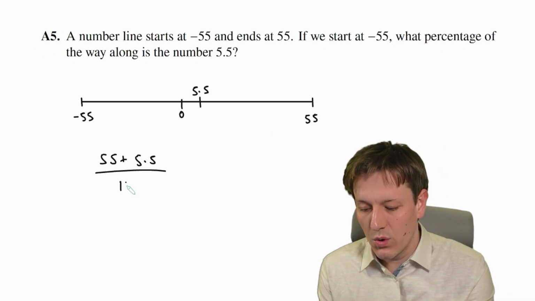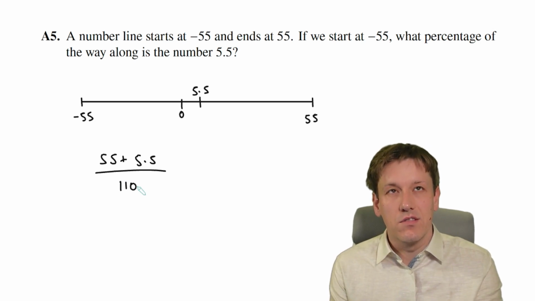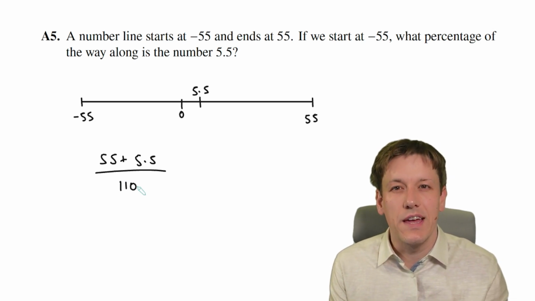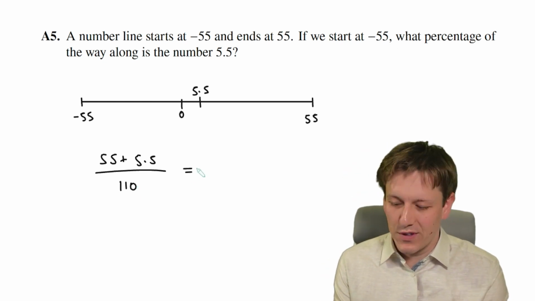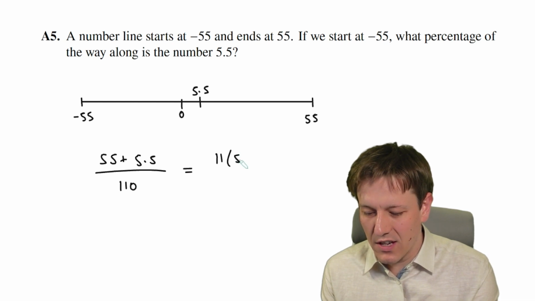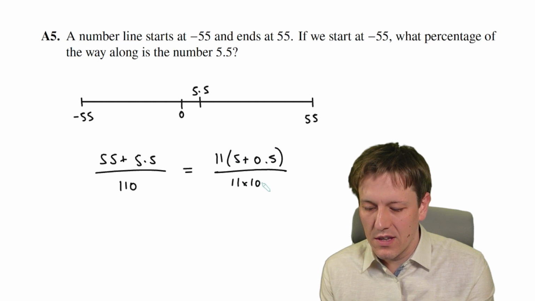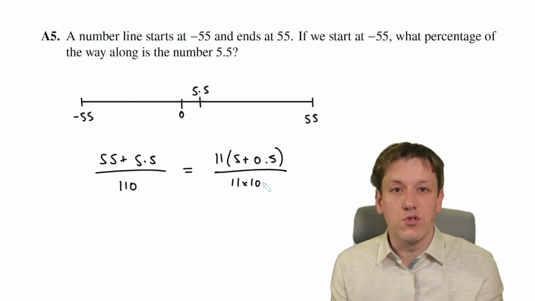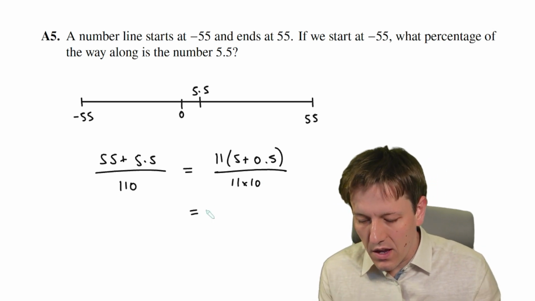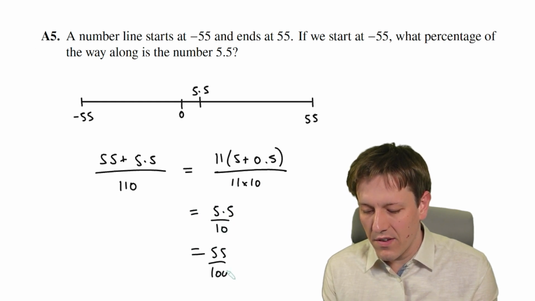You could write the top as 60.5 and then simplify the fraction, perhaps times top and bottom by 10, or you could just notice here that there is a factor of 11 top and bottom, right? So I've got 11 times 5 plus 0.5 on the top, and on the bottom I've got, of course, 11 times 10, because 11 times 5 is 55 and 11 times 0.5 is 5.5. So that would give me, cancelling the 11s then, 5.5 over 10, which is 55 over 100.